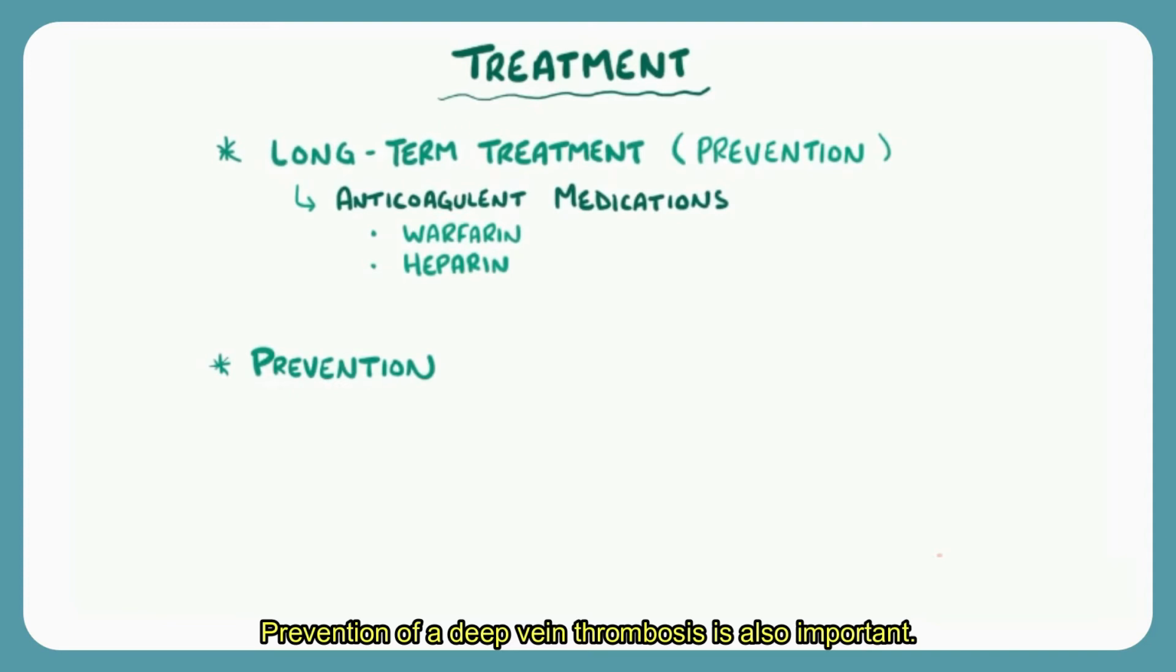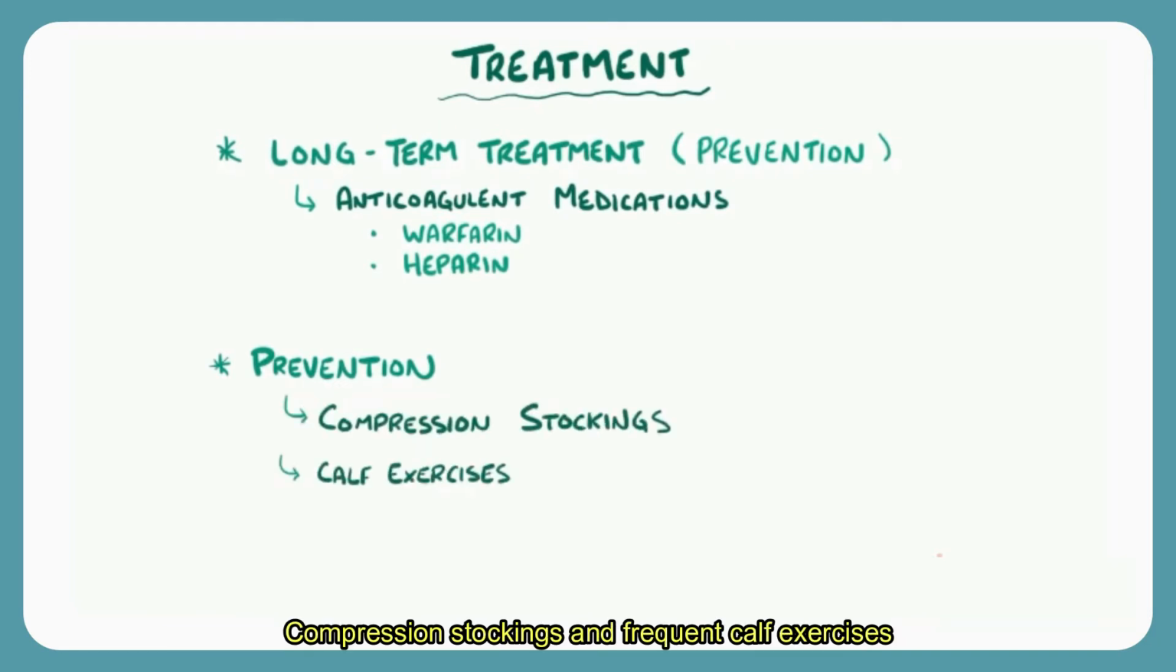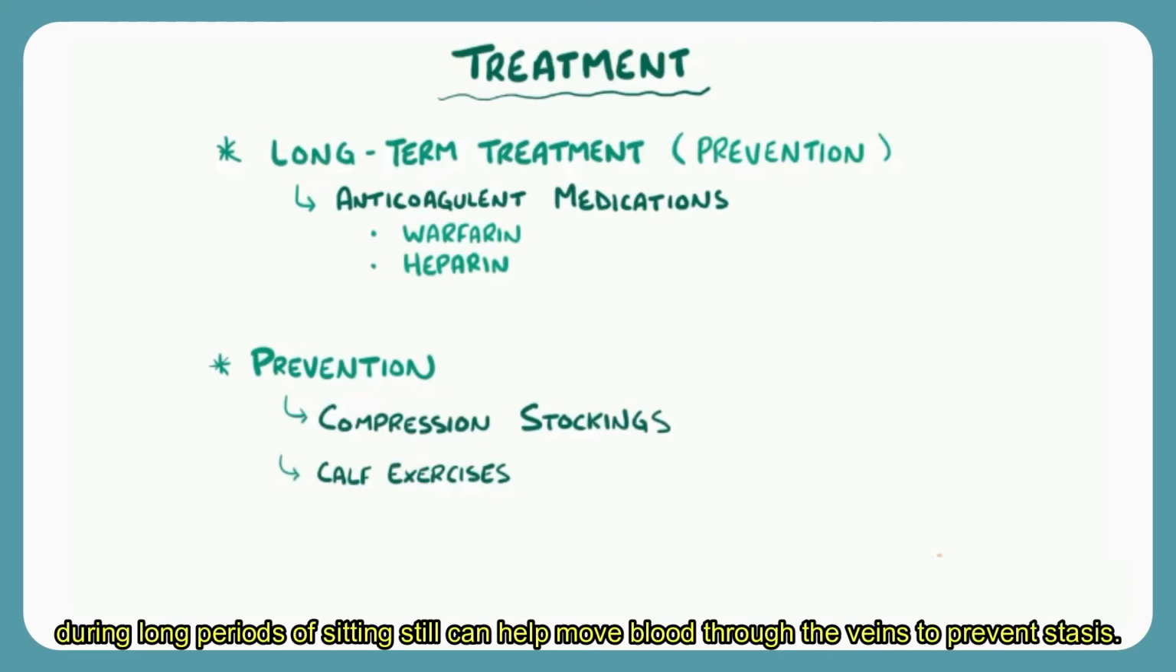Prevention of a deep vein thrombosis is also important. Compression stockings and frequent calf exercises during long periods of sitting still can help move blood to the veins to prevent stasis.